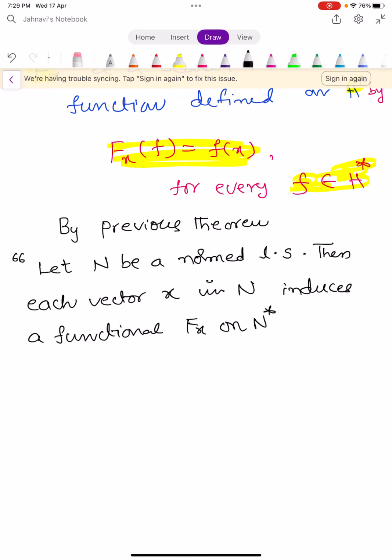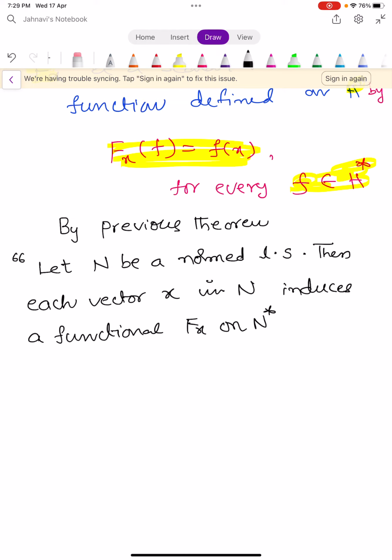Let us see the statement. N is a normed linear space. Each vector x in capital N induces a functional Fx defined on N star, defined by the same equation Fx of f is equal to f of x for every f belonging to N star, satisfying the condition norm Fx is equal to norm x. Then there is a mapping J from N into N double star, defined by J of x is equal to Fx, which gives an isometric isomorphism of capital N into N double star.